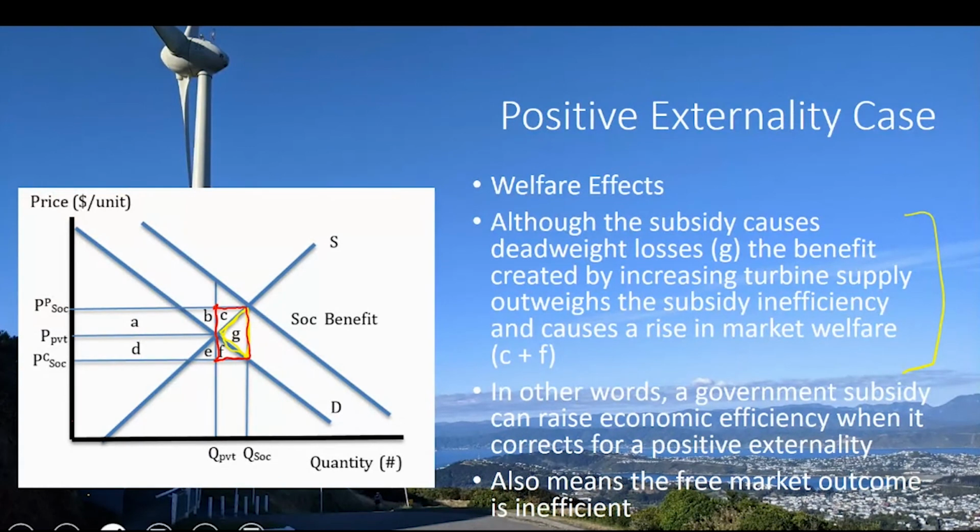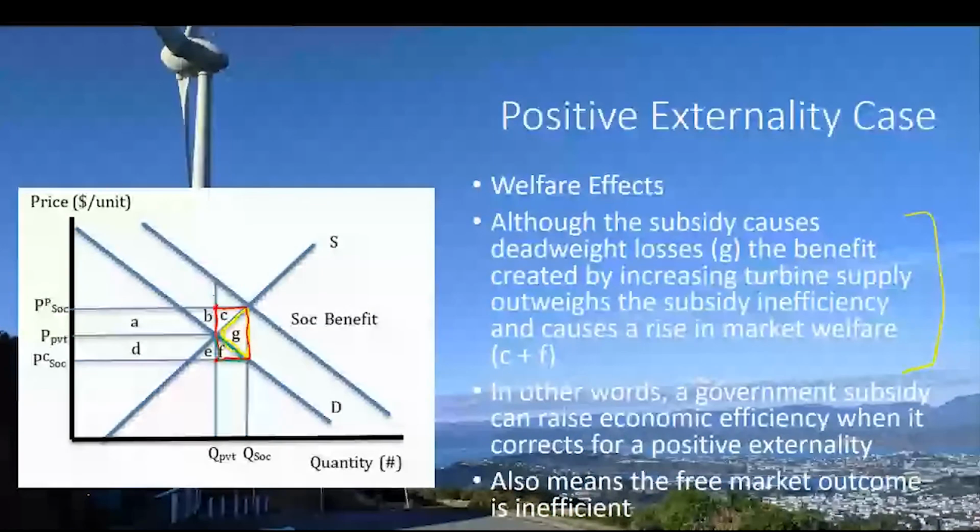Now, I'll point out one other thing. C plus F happens to be the same. This area F is the same as this area up here by geometrical construction. So when we talk about the benefits that are arising in the economy, we're actually getting this area right here is the sum total benefit that's going to accrue to the economy because of the subsidy in the presence of the positive externality. Okay, because C plus F is the same as that green area on the diagram.